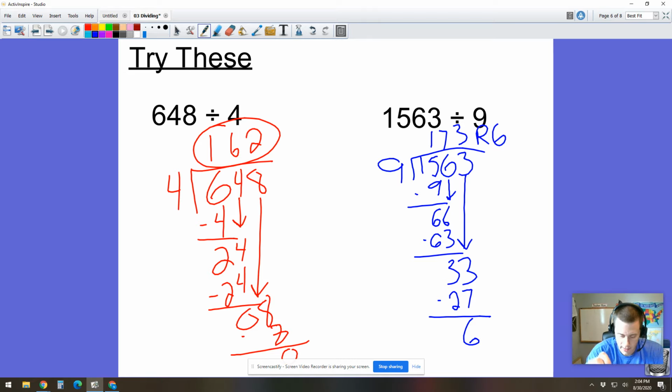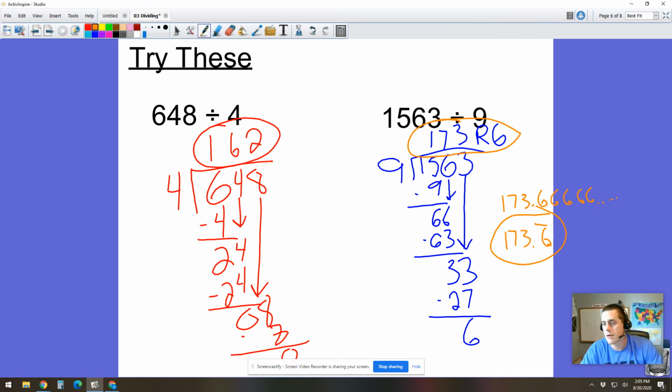If you did try to convert that to decimal form, you'll notice that as you divide, you'll have 173.66666, and it's going to repeat on forever. So if you wanted a shorthand for that to show the repetition of that 6, I could just write 173.6, and then we place this repetend bar above the 6 to show that it repeats forever. So I would accept either of those values for this quotient, 173 remainder 6 or 173.6 repeating.